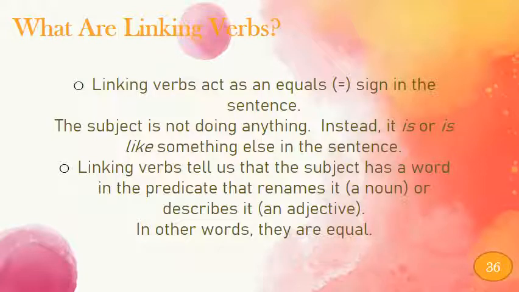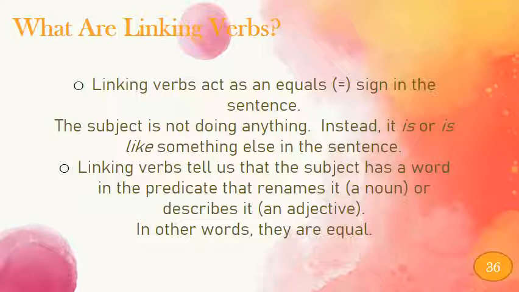Now we move to the linking verbs. What are linking verbs? Linking verbs act as an equal sign in this sentence. They act like an equal sign. Why? Because the subject is not doing anything. There is no action here. Okay? The subject is not doing an action. Instead, it is, or is like, something else in the sentence. So the subject is something, or it's like something else that I'm talking about in the sentence.